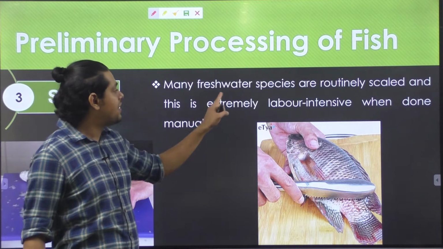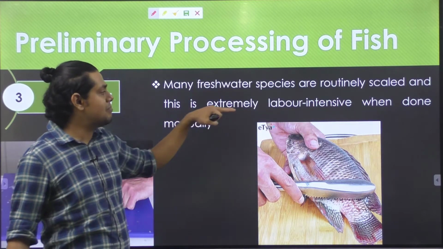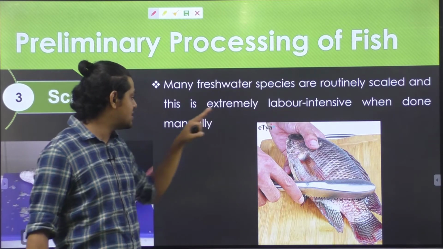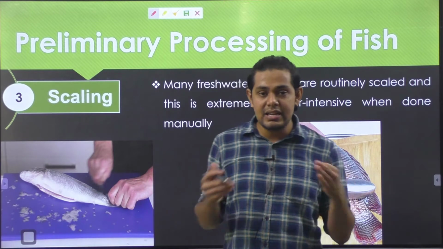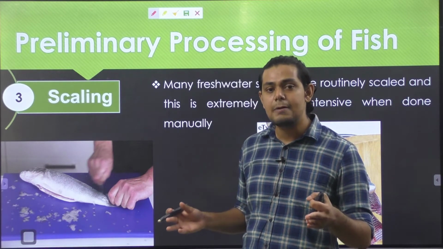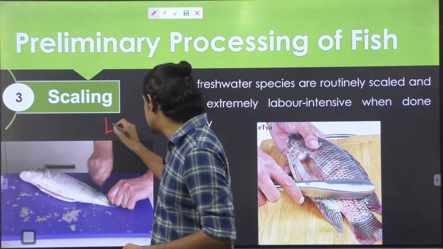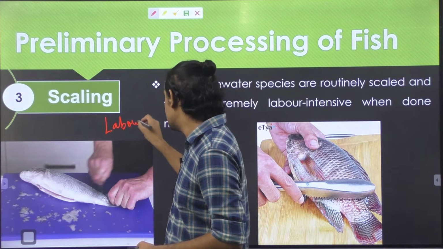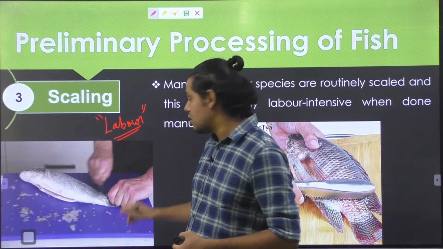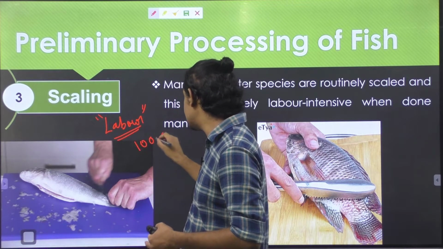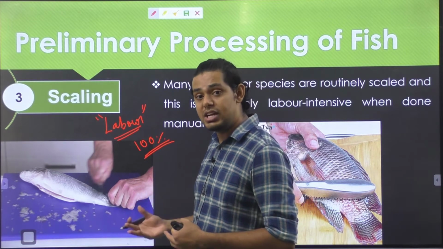Many freshwater species are routinely scaled, and it is an extremely labor intensive process when it is done manually. As is clearly described, scaling in small plants is ideally done by manual means. That means it involves laborers, and it is not easy to scale a fish 100% because it is a labor intensive process and involves a lot of energy and time.